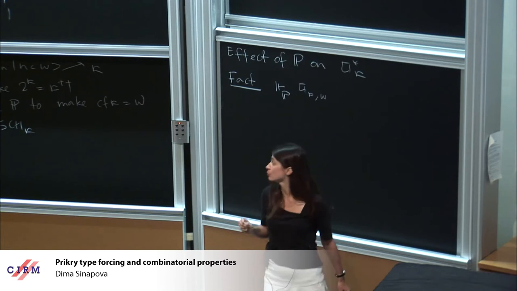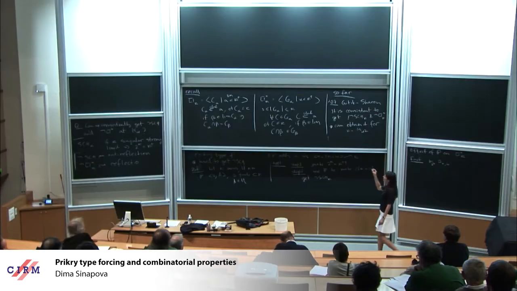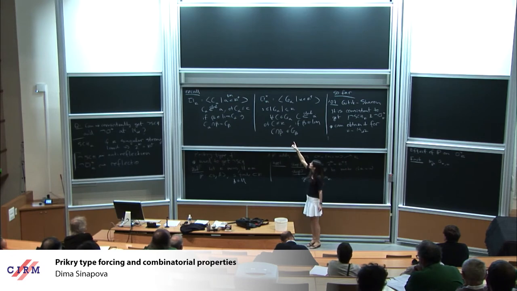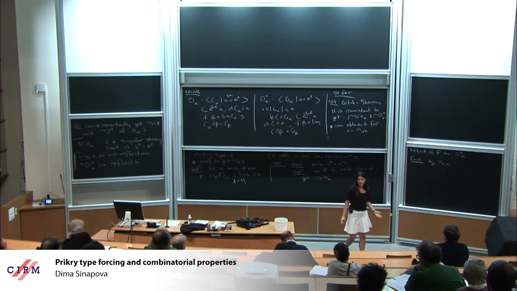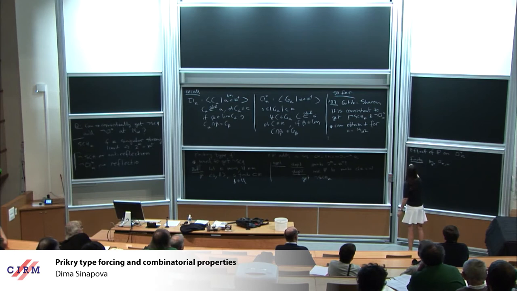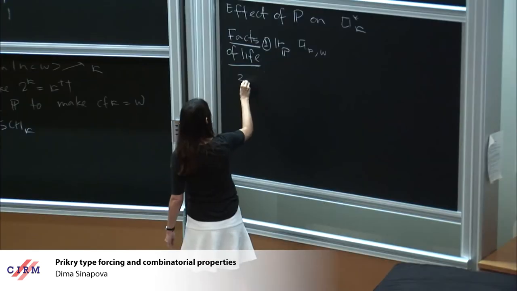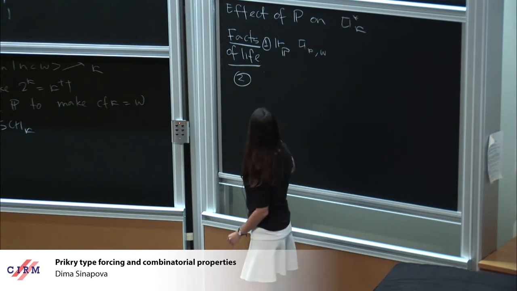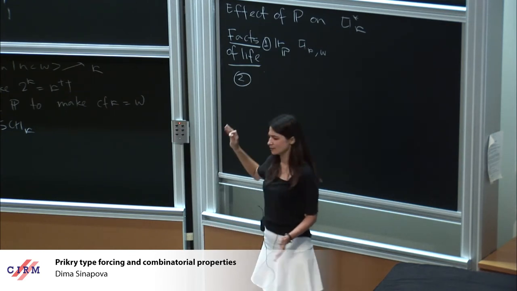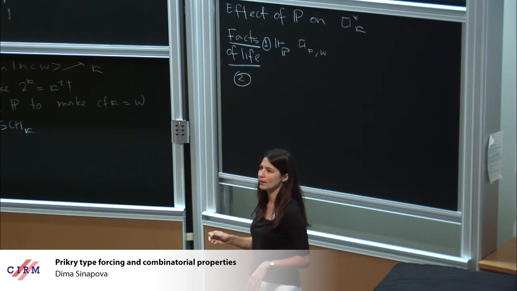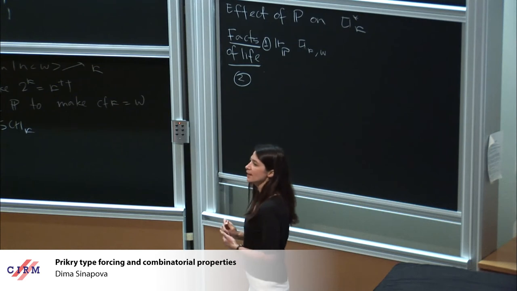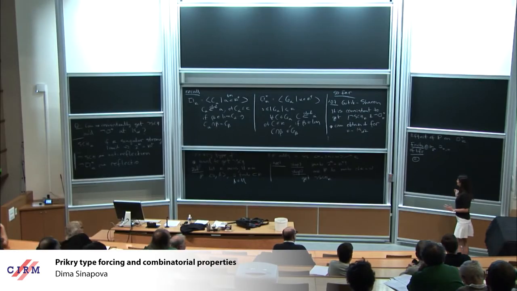where square kappa omega is a similar definition as in weak square, but the cardinality of each script C alpha is omega. So it certainly implies weak square. Let me actually do facts of life here. So Prikry forcing does this. It turns out that something even much more general happens, and this is due, independently, I think, to a paper of Mirna and Shelah and Gitik. And I think Menachem had something to do with it at one point.